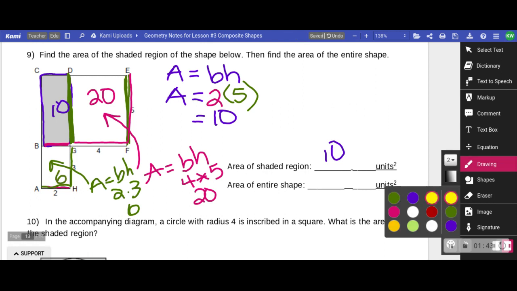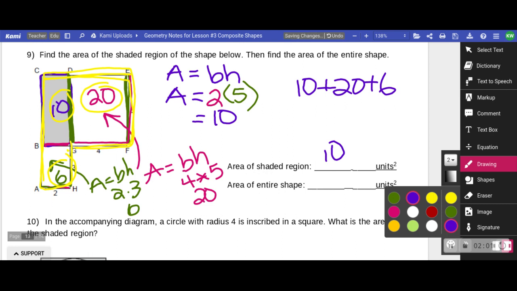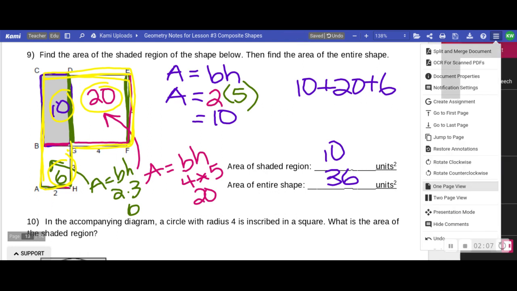Now to find the area of the entire composite shape, I just need to add up all the areas that I just found. So I'm going to add 10 plus 20 plus 6. So to the side, 10 plus 20 plus 6. What's the area of the entire composite shape? 36 units squared. All right, next one.